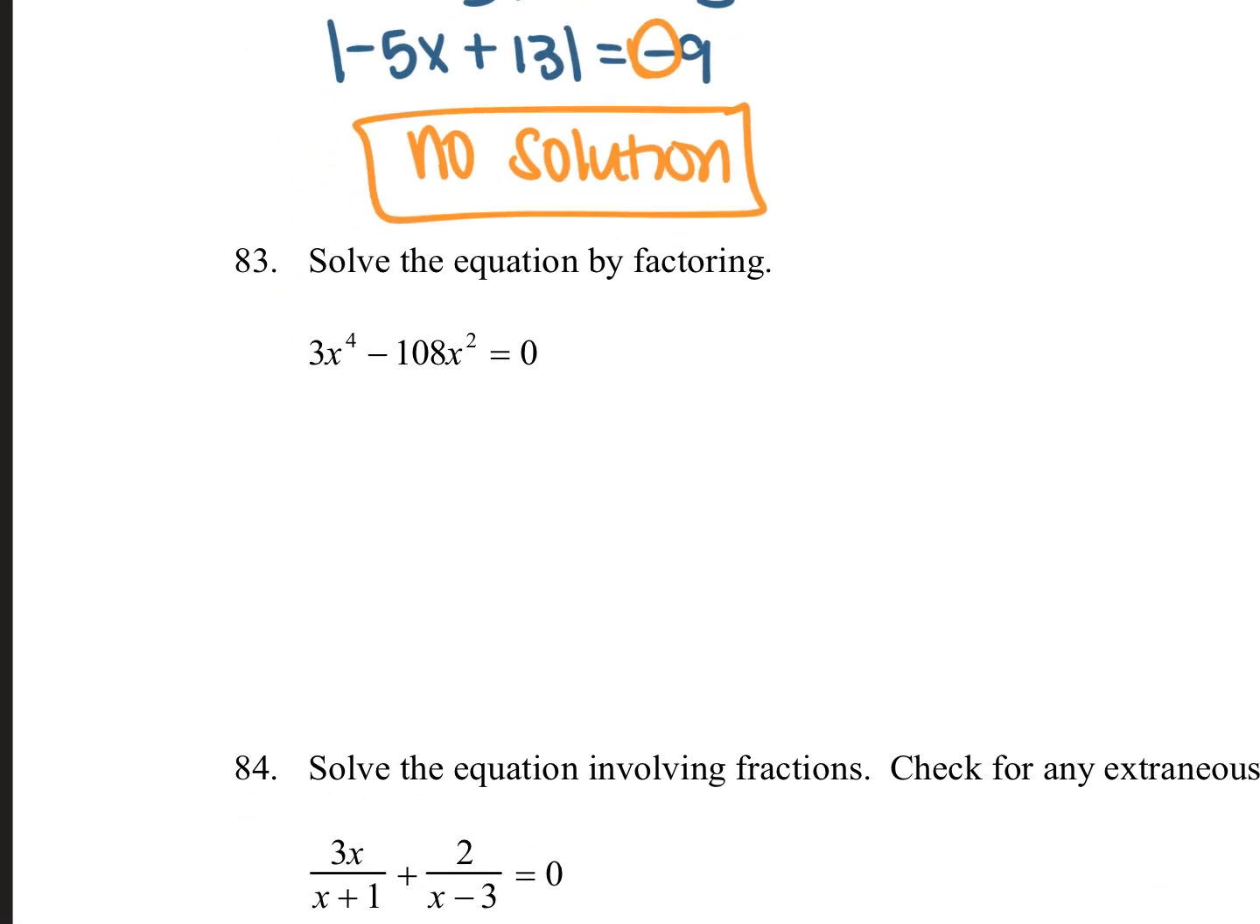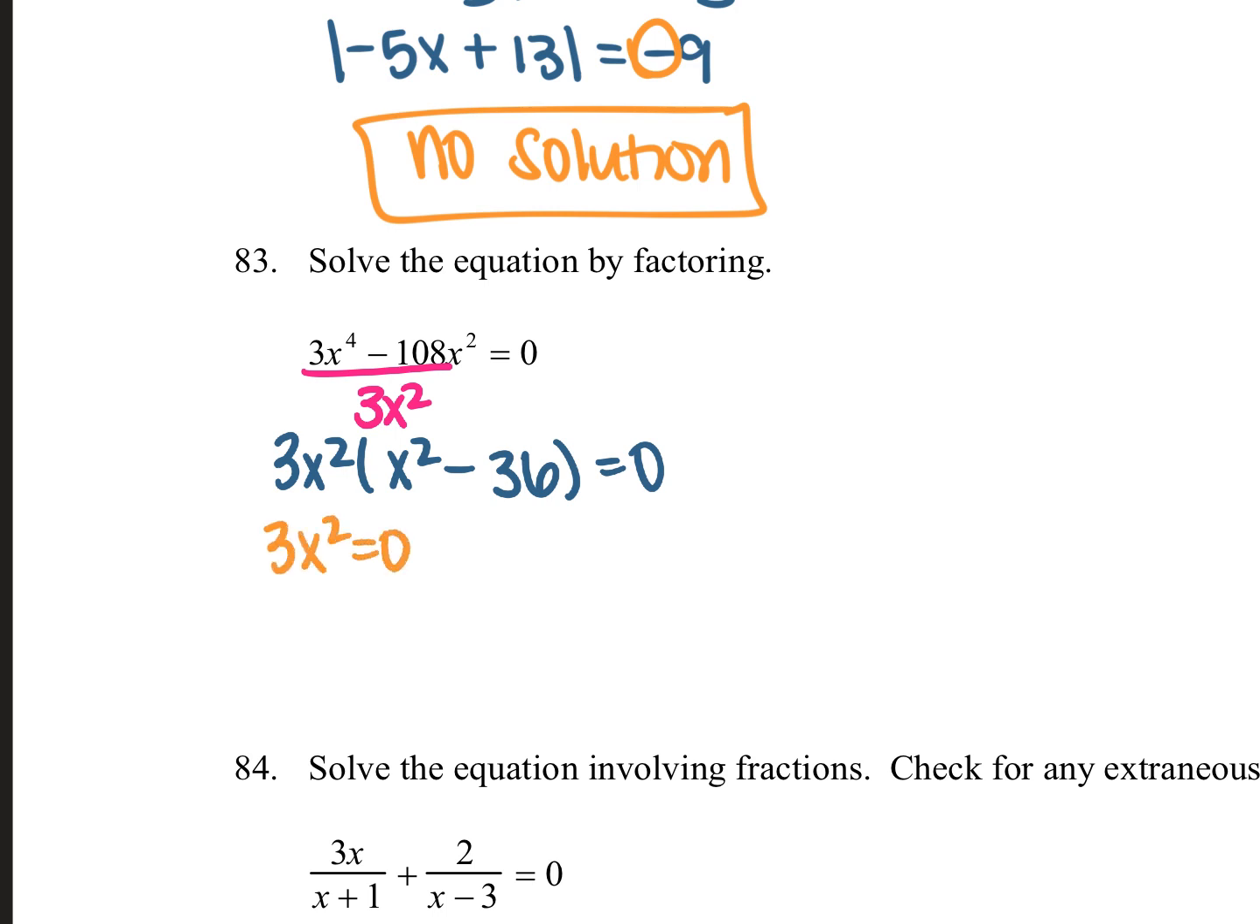For number 83, we have 3x to the 4th power minus 108x squared is equal to 0. We're going to factor out 3x squared first. We get 3x squared times x squared minus 36 is equal to 0. We can separate this to be 3x squared is equal to 0 and x squared minus 36 is equal to 0. For the 3x squared is equal to 0, divide each side by 3.